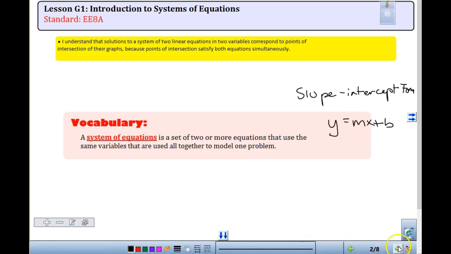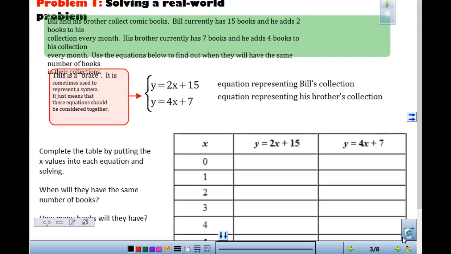If you take a look at that next page down in your notes, it says real world problems. Bill and his brother collect comic books. Bill currently has 15 books and he adds 2 books to his collection each month. His brother currently has 7 books and he's adding 4 to his collection each month. Use the equations to find out when they will have the same number of comic books.